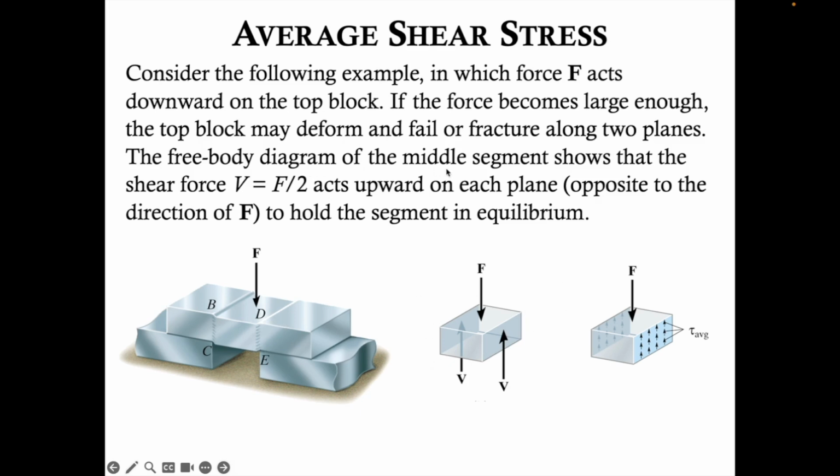So the FBD of the middle segment shown here shows that the shear force V, this force on the face in the back and this force on this front face, each of these equals F over 2, acting upward on each plane, opposite to the direction of F, so that the segment is in equilibrium. So we have F over 2 because we have 2 of these shear planes and thus 2 shear forces V. So therefore V would equal F over 2 from equilibrium analysis.